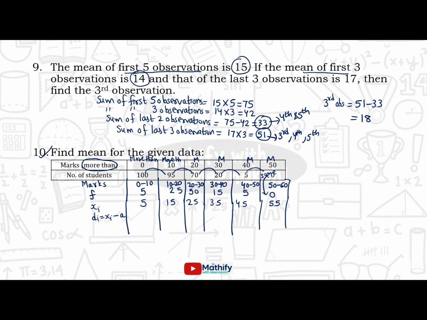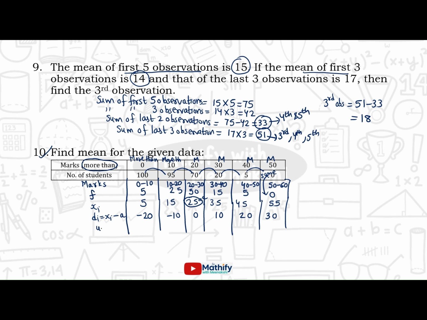For that you have to take any assumed mean. So we have to take the middle value, but here we have 25 and 35. So I'm taking 25 as assumed mean. You have to mention that you're taking a as 25. Now we have to subtract this a from xi. So 5 minus 25, that's minus 20. Then 15 minus 25, minus 10, then 0, then 10, 20, and 30.